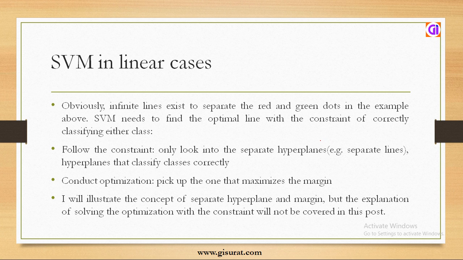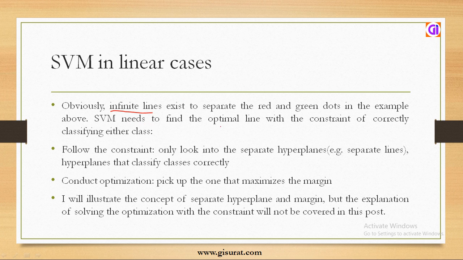Then we will once again start the mathematical part. So now, SVM in linear cases. We just learned linear cases. Linear cases is nothing but the standard scenario. What I mean to say is, I have a data set which can be separated into two parts. There is no mixed data or noisy data in that. So that's known as a linear data set. Obviously, infinite lines exist to separate the red and green dots, as we saw in the previous example.